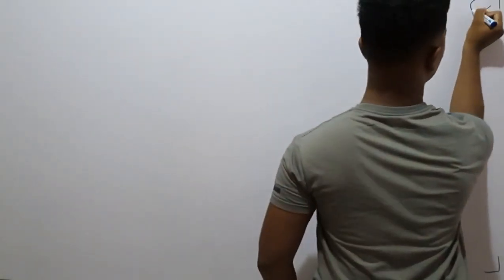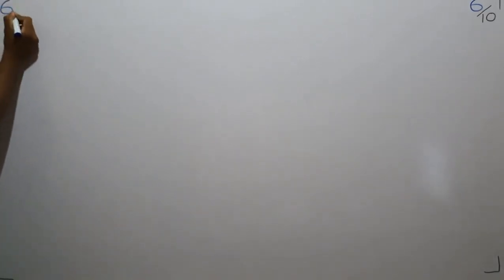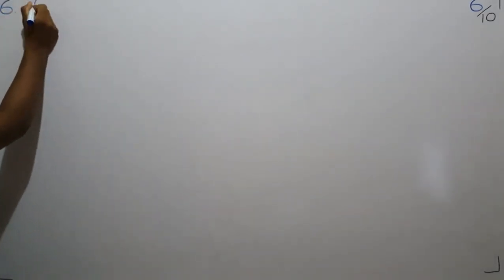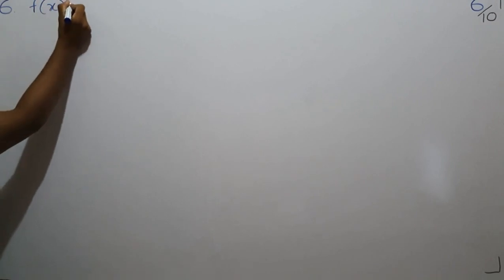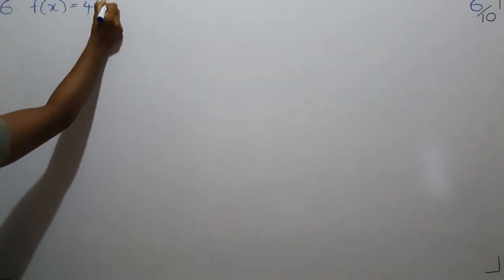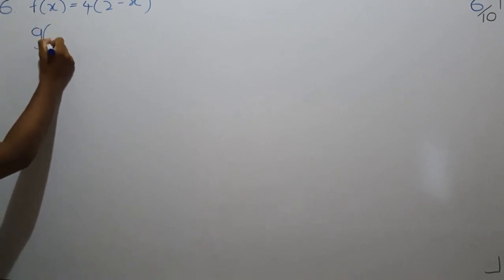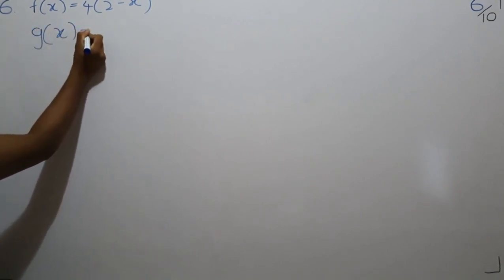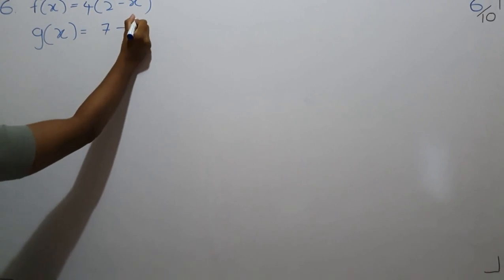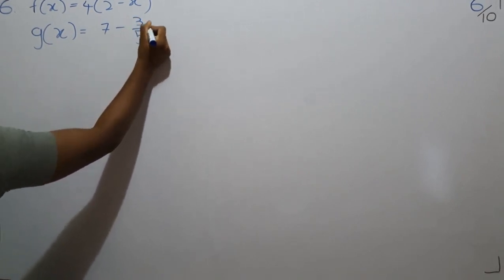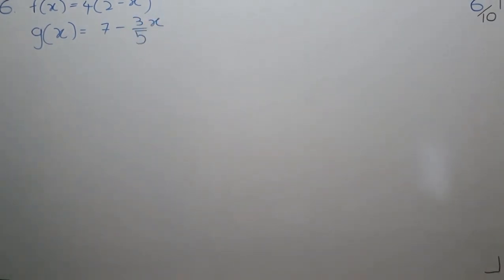Moving on to the sixth question. So this is functions related. f(x) equals 4 into 2 minus x. This is the first function, and the function g(x) equals 7 minus 3 over 5 x.